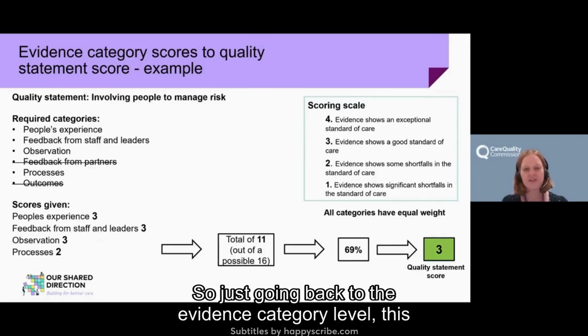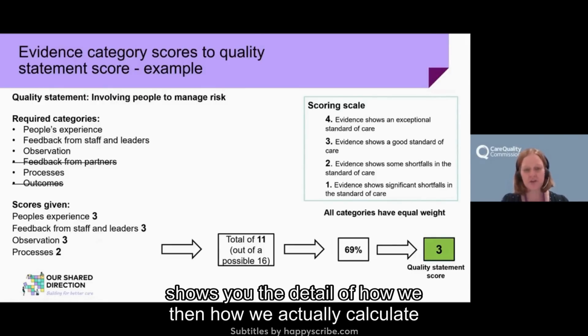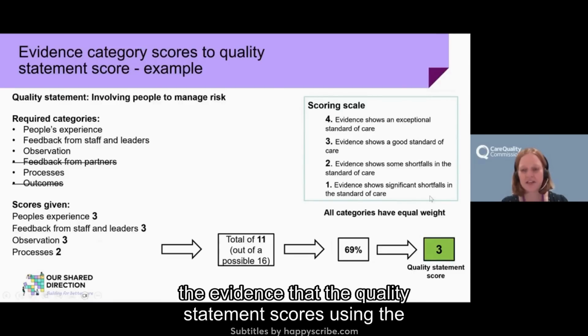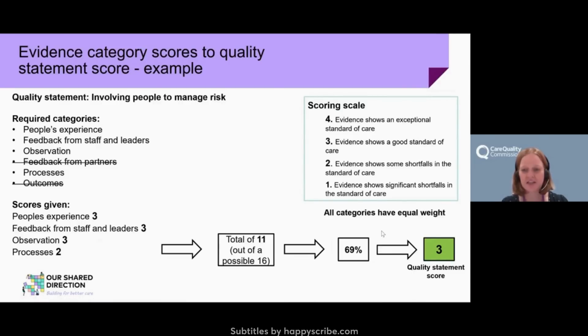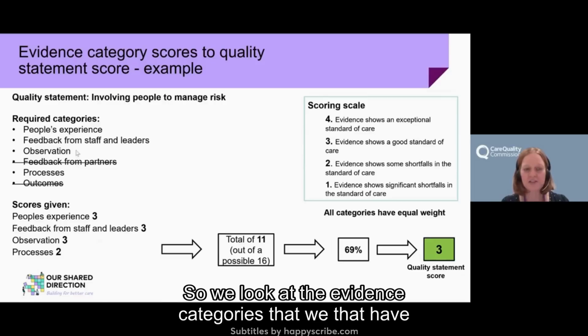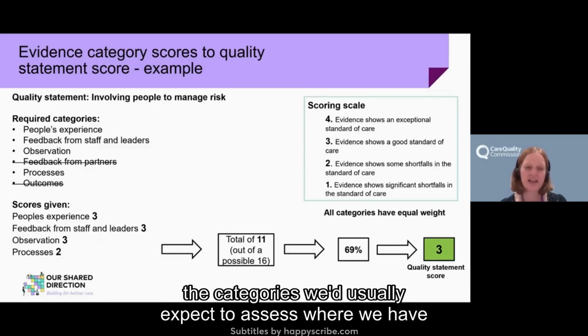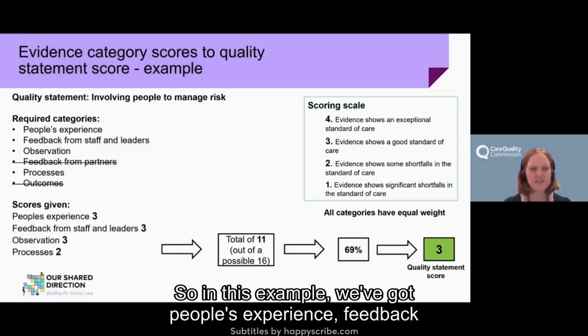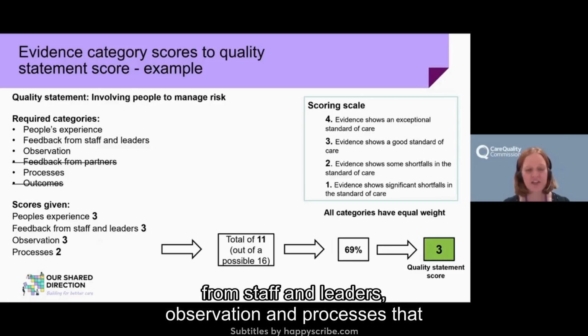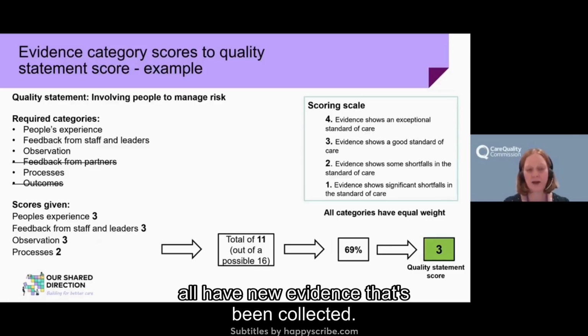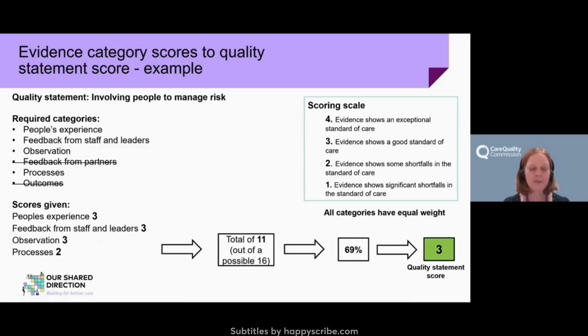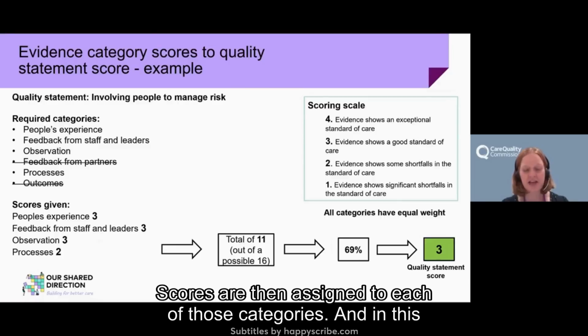So just going back to the evidence category level, this shows you the detail of how we actually calculate the quality statement scores using the evidence categories. So we look at the evidence categories that have been set for a service for a quality statement, and these are the categories we'd usually expect to assess where we have new evidence. So in this example, we've got people's experience, feedback from staff and leaders, observation and processes that all have new evidence that's been collected. Scores are then assigned to each of those categories.